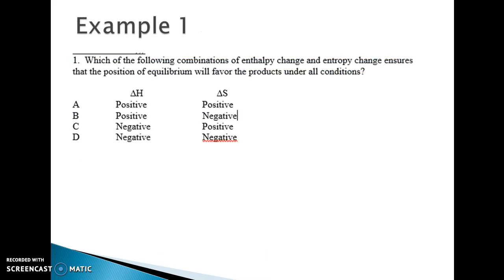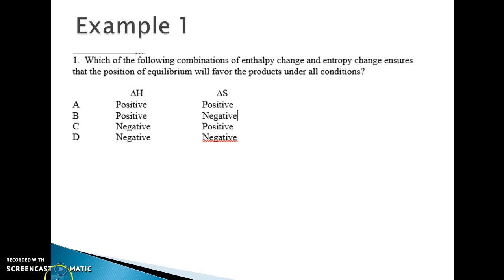So I just want to look at a couple of examples related to this that you might see on a quiz or on an IB exam. This is a question for an old IB exam. So which of the following combinations of enthalpy change and entropy change ensures that the position of the equilibrium will favor the products under all conditions? So if it's favoring the products, that means that the reaction is going in the forward direction. It's spontaneous. That's what this question is asking. So in what cases will it always be spontaneous?